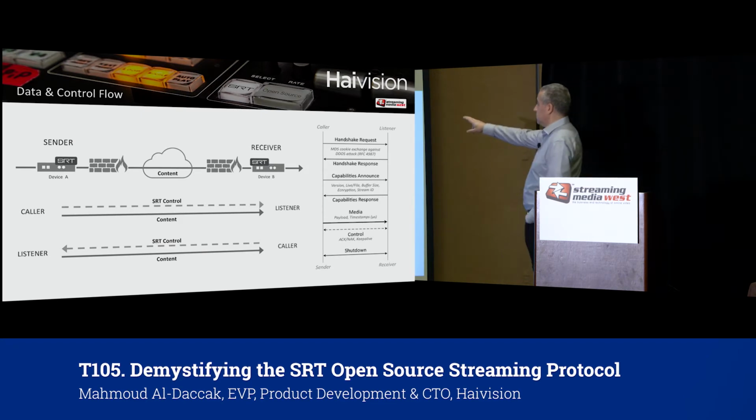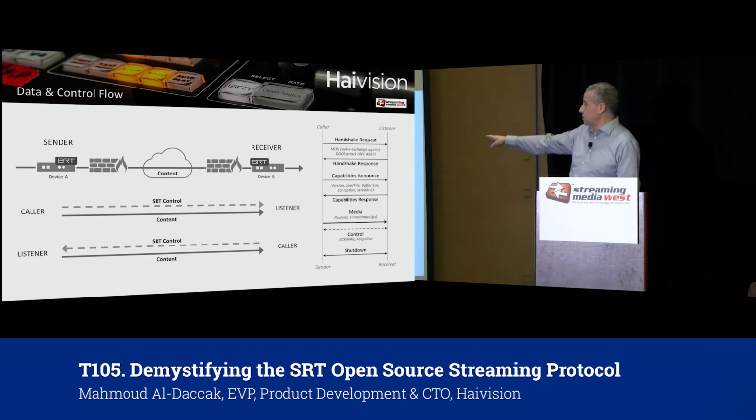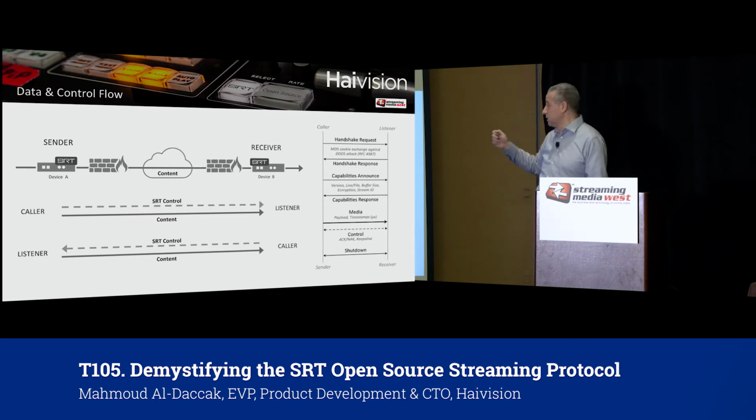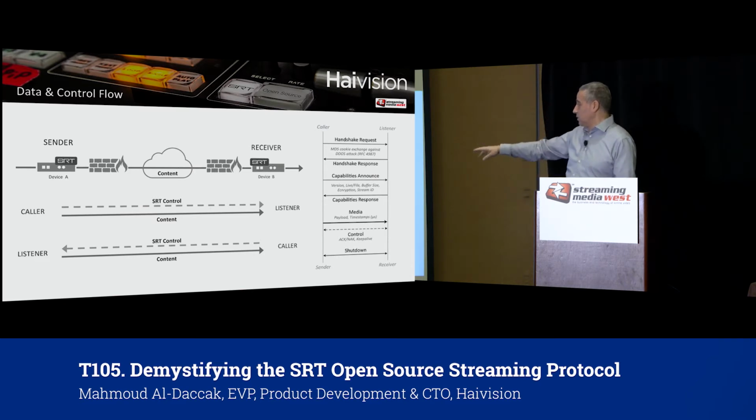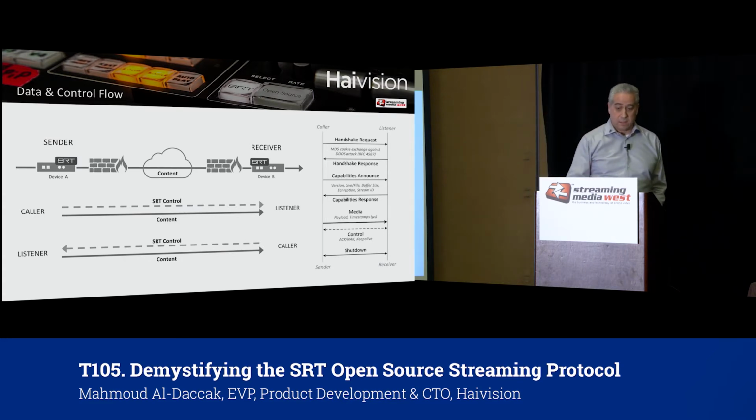So the sequence is fairly simple. You start with a handshake, you respond to the handshake, the sender announces what capabilities it has and what it can do, whether it's the version, whether it's live or file, buffer size. You get a response, and then the flow goes. Again, very clear, very basic implementation.